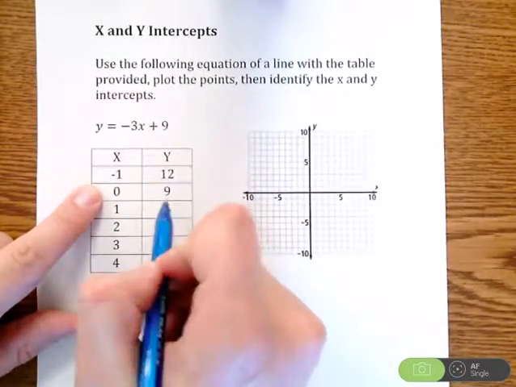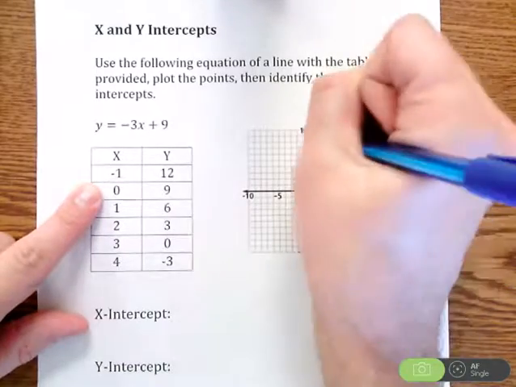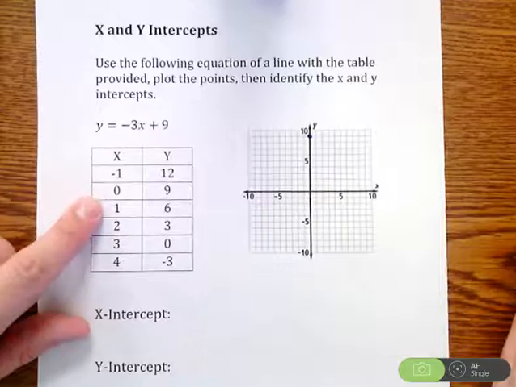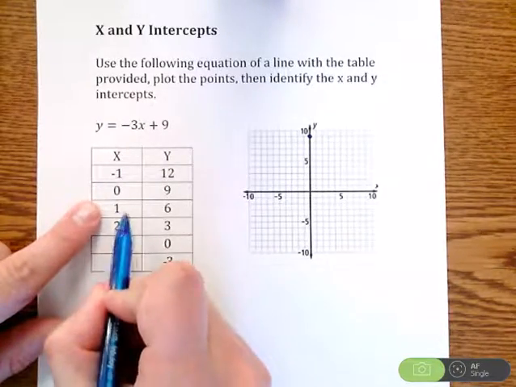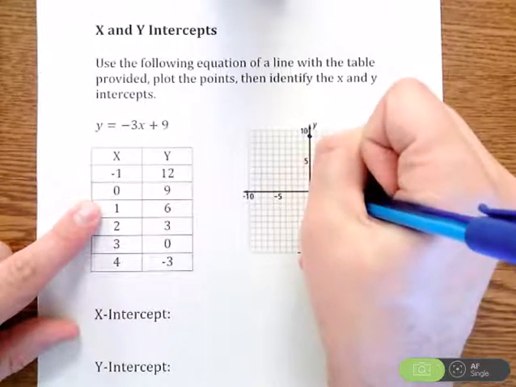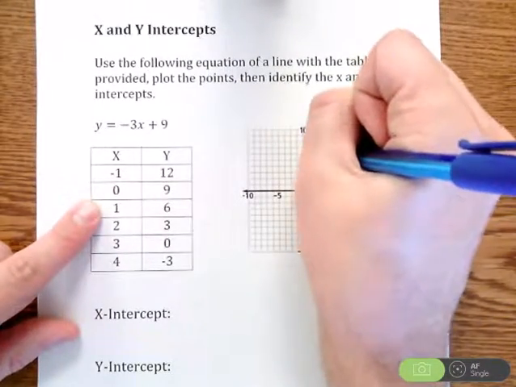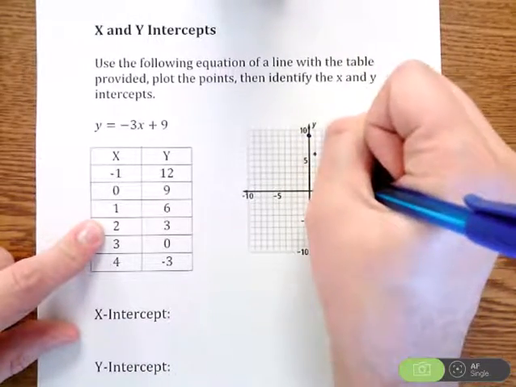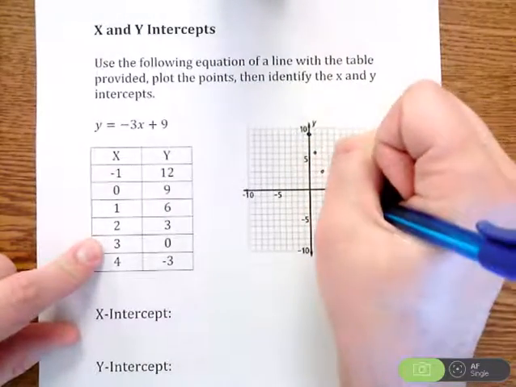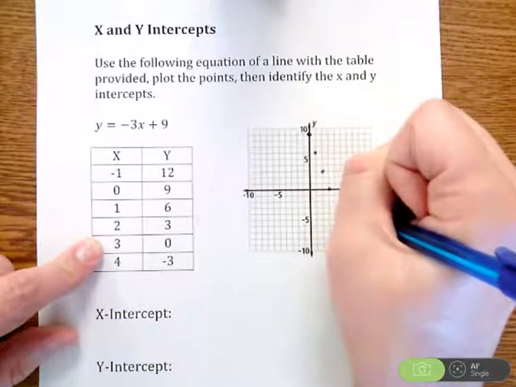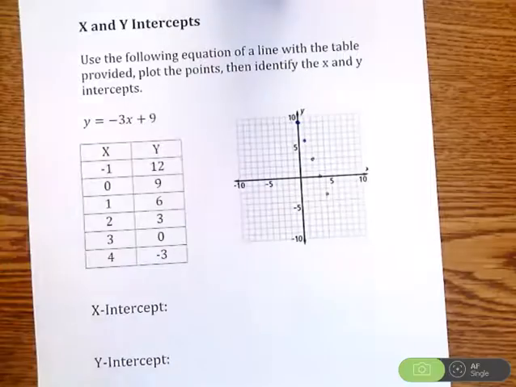Next one, x is 0 and y is 9. So x is 0, y is 9. Put a point. Next one, x is 1, y is 6. There's x is 1, y is 6, plotting that point. 2, 3, go over 2, up 1, 2, 3. 3, 0, there we go. 4, negative 1, 2, 3. So I plotted all my points.